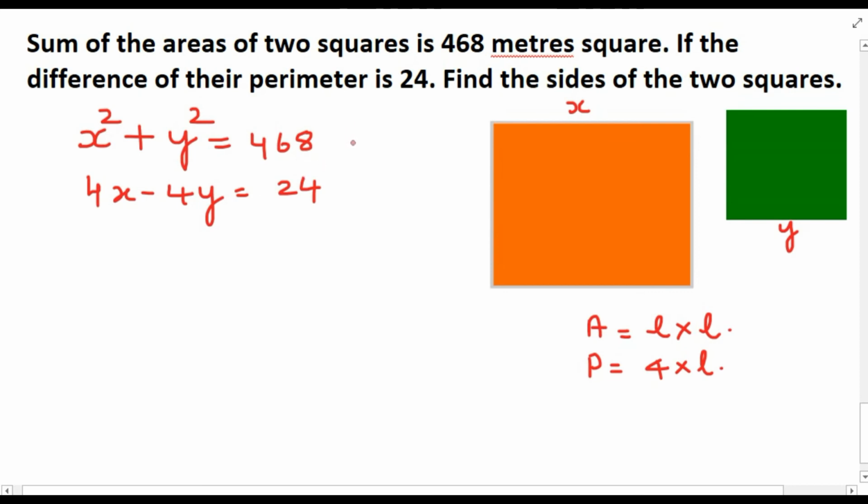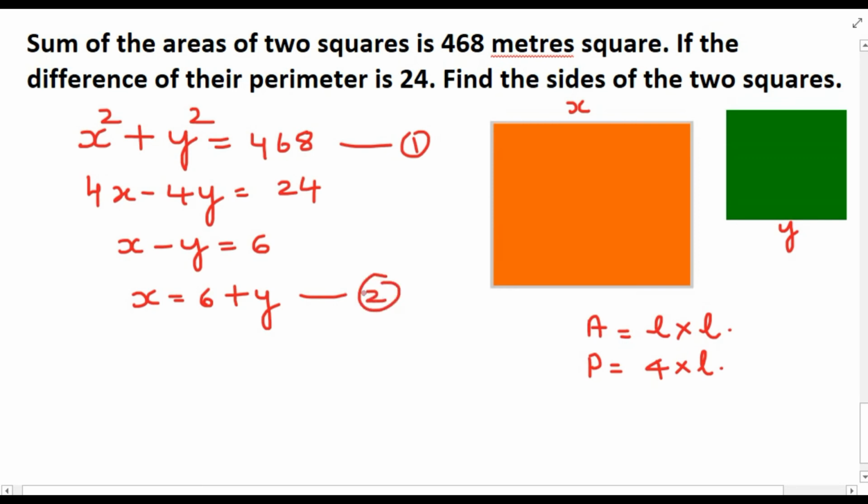Now we need to solve these equations. We should make it in the quadratic form, and then we need to solve this. This I can reduce as x minus y equal to 6, or I can write x is equal to 6 plus y. So let this be equation number 1, this be equation number 2. In the place of x you can substitute 6 plus y. So I have 6 plus y the whole square plus y square equal to 468.